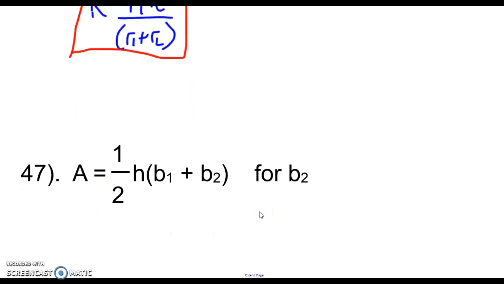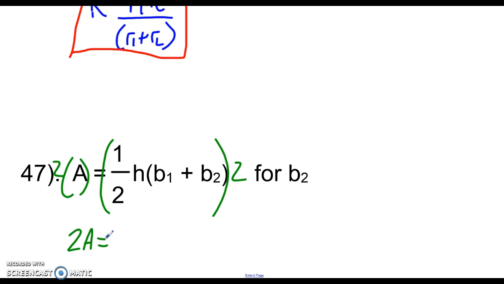All right. Now for 47, it wants us to solve for b2. We talked about in class how anytime there's fractions, we can deal with that by just multiplying both sides by that fraction. So for example, I see this 1/2. I'm going to multiply this whole side by 2 and this whole side by 2. All right. Now this is going to give us 2a.